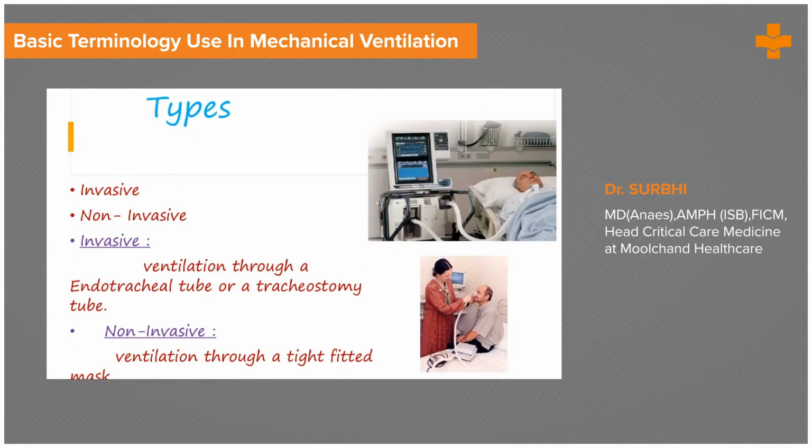Now, types of ventilation. Now you have understood the reason. Now we have gone through what is required. Now we want to know the types of ventilation. Two types of ventilation: invasive and non-invasive. Invasive ventilation is through an endotracheal tube or tracheostomy tube. That means you're actually putting a tube inside the patient's body. A non-invasive is through a tight-fitted mask on the patient's face, and then you attach the ventilator circuit to this.